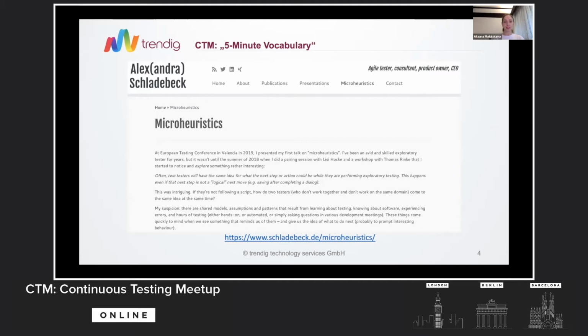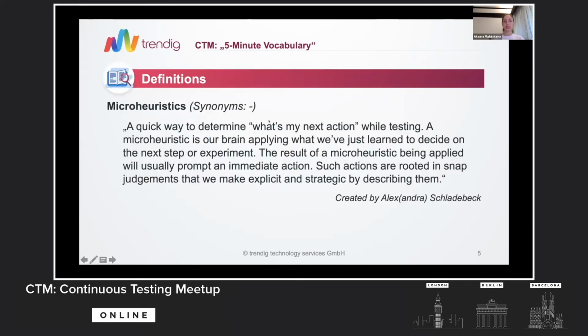But let's start. As always, we will start with definitions. So only one definition for today. Alex described a microheuristic as a quick way to determine what is my next action while testing. A microheuristic is our brain applying what we have just learned to decide on the next step or experiment.